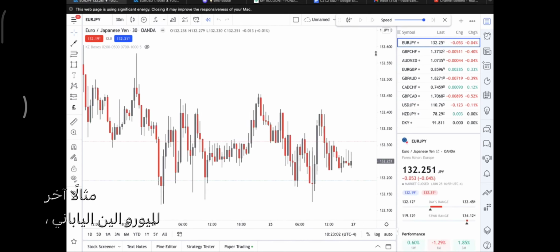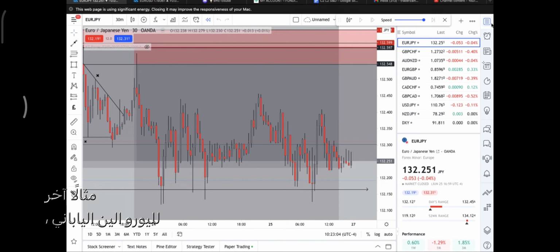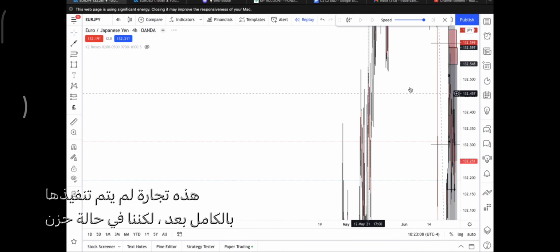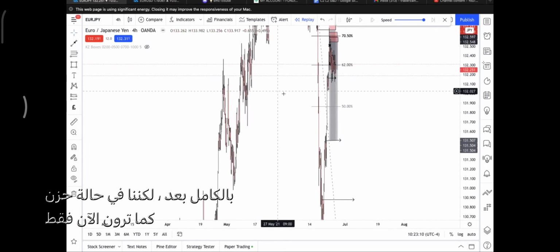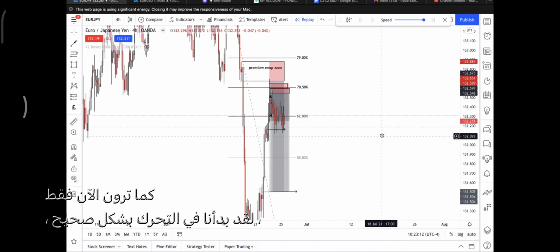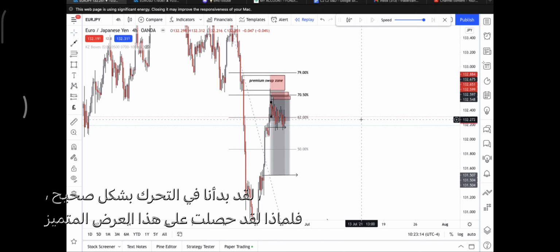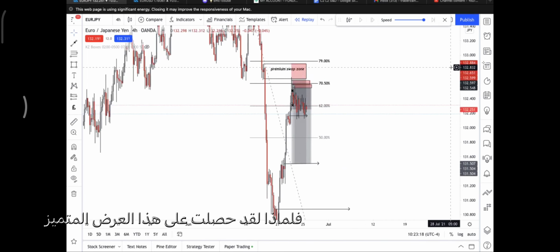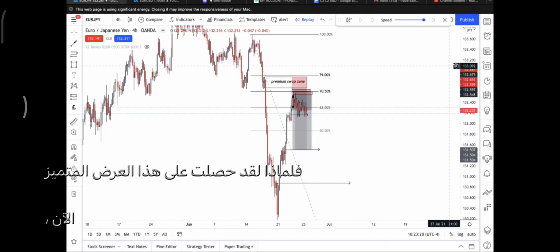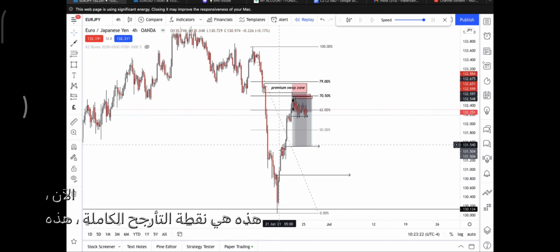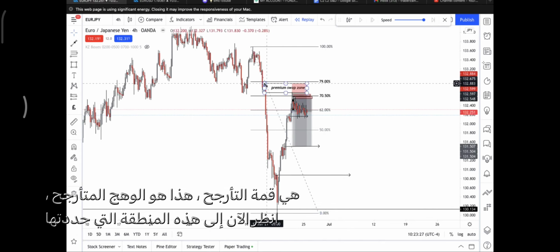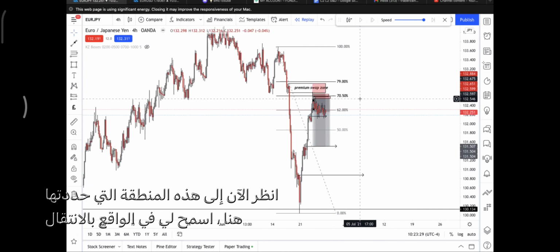Euro JPY. This is a trade that hasn't played out fully yet, but we're in the blues. As you can see, only now it's starting to make a move, right? So why did I take entry of this premium supply, right? Now, this is the whole swing point, right? This is the swing high, this is the swing low.